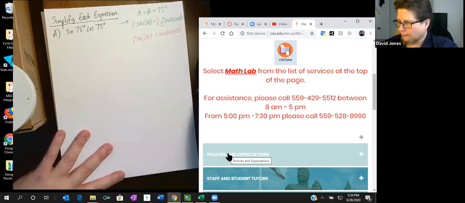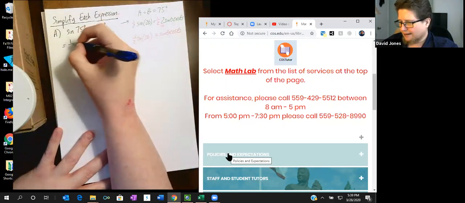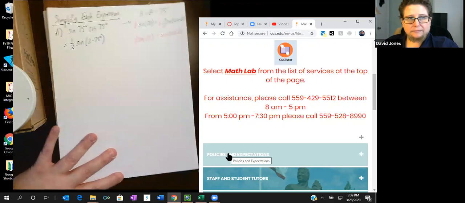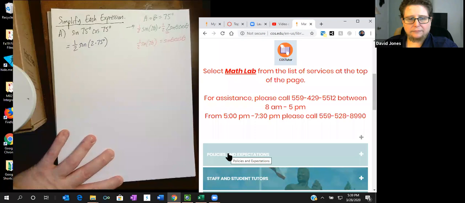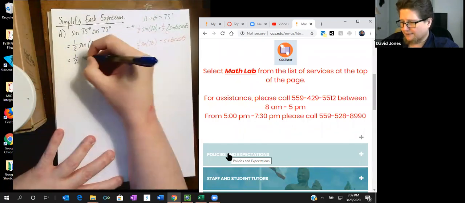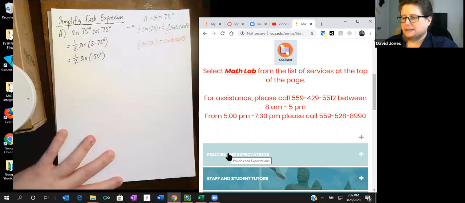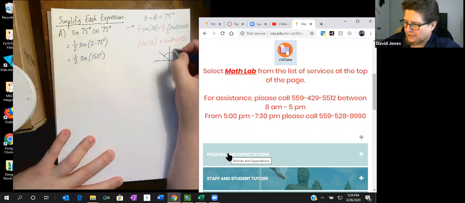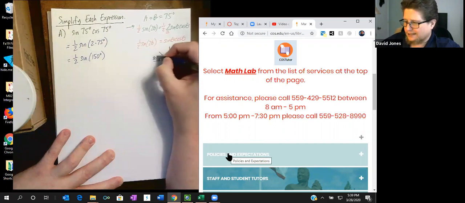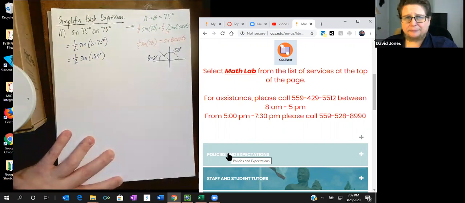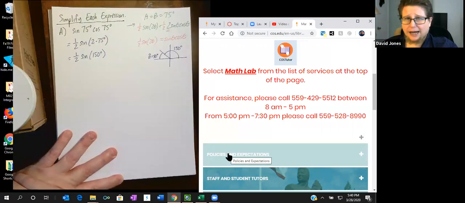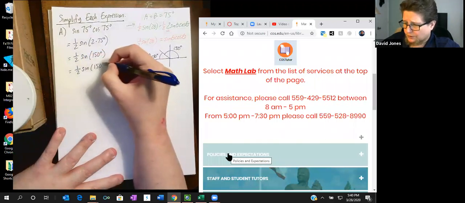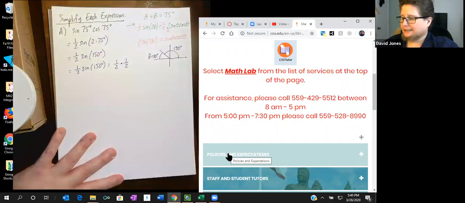But that means in my problem, I can say this is 1/2 of sine of 2 times 75 degrees. Which is 1/2 of sine 150 degrees. That's 150. My reference angle is 30 degrees. Sine of 30 is 1/2. In quadrant 2, sine is also positive. So sine of 150 equals 1/2, and 1/2 times 1/2 ends up as 1/4.